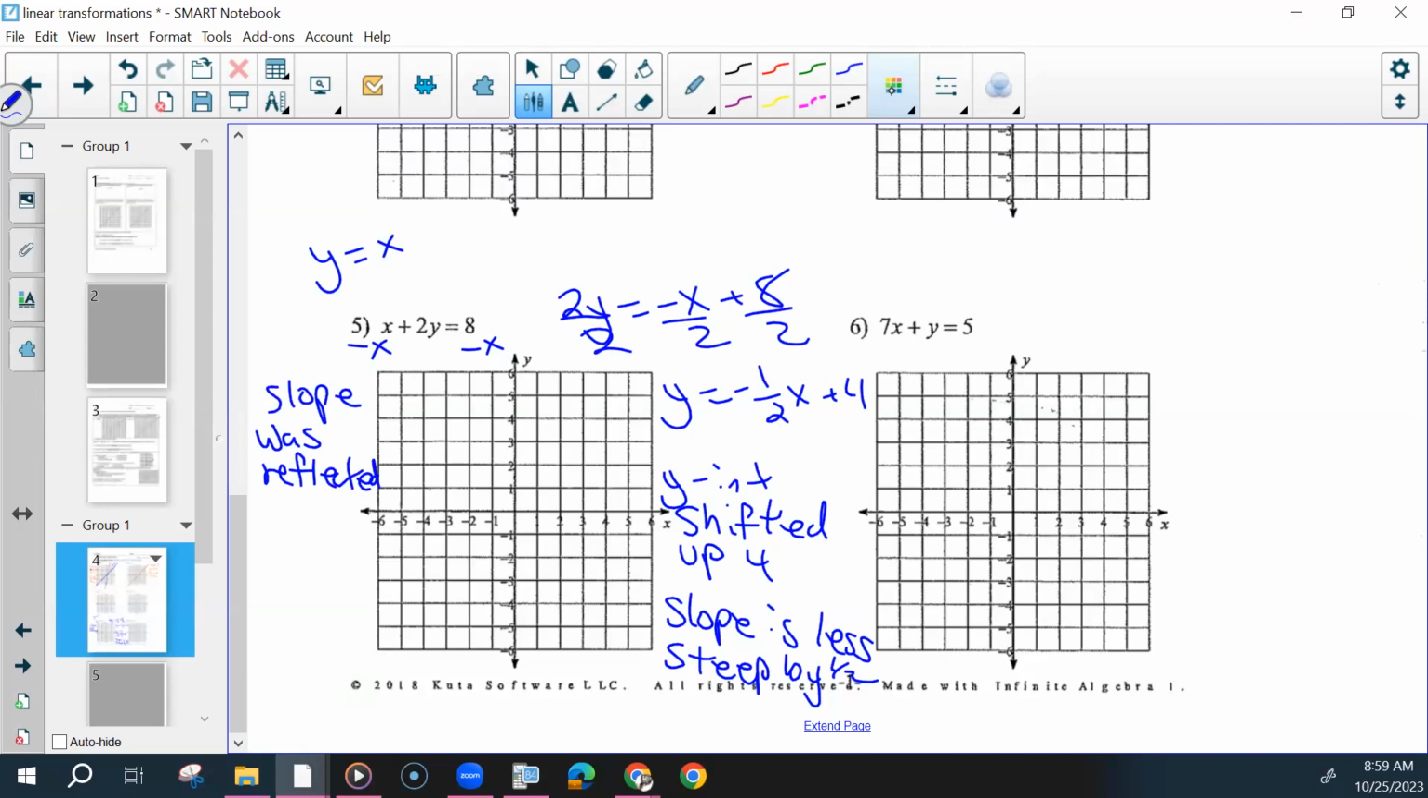So now if we draw this in, we have a y-intercept at 4. Slope is negative or reflected, so we're gonna go up 1, to the left 2, as many times as possible. Down 1, right 2, as many times as possible, and draw your line. Questions on that one?